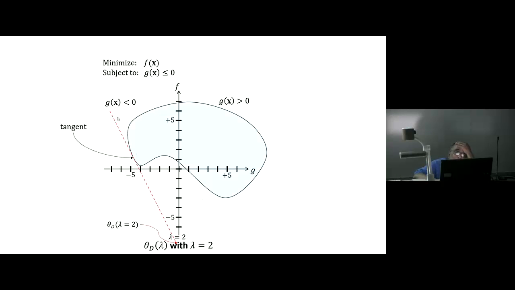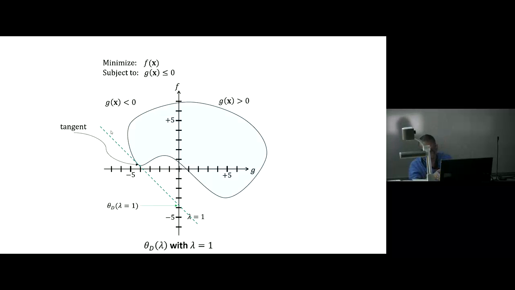So, what I do is I again draw a straight line with slope negative 2, and that's tangential to this blue region, and then I read off the y-axis. That gives me theta d at lambda equals 2. Okay, so we have now found a way to locate theta d of lambda for any lambda. How do we do that?